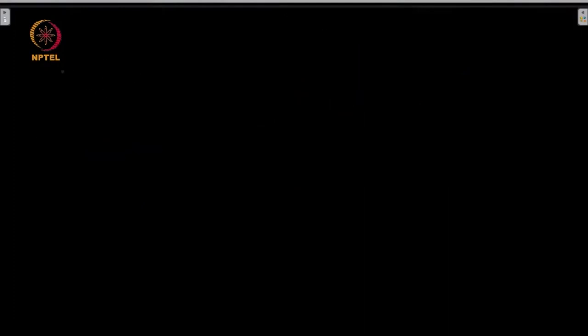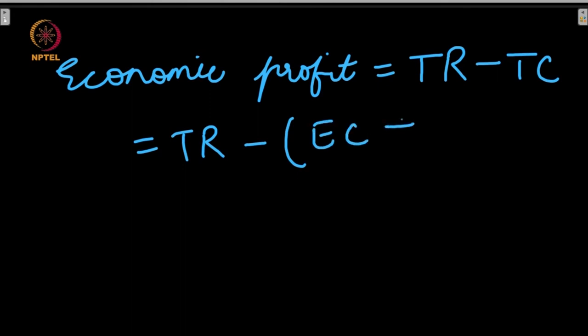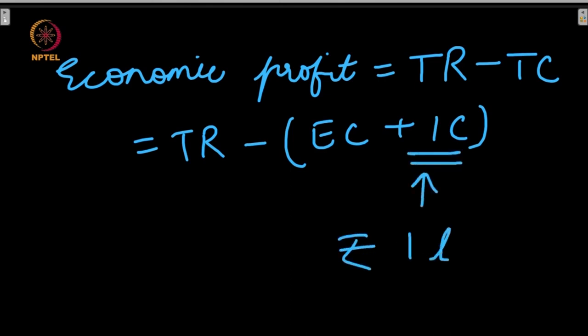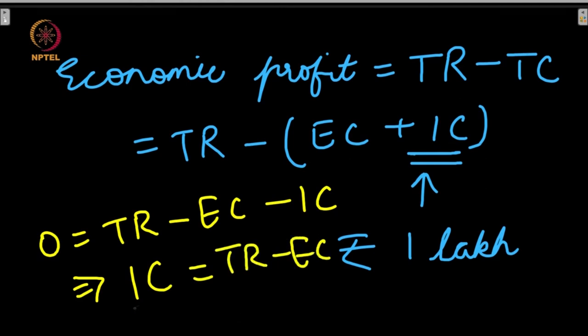So what we are saying here is that the economic profit is the total revenue minus total cost, because total cost is equal to the explicit cost plus the implicit cost. Now, in this case, the implicit cost is rupees 1 lakh. Because we are subtracting that from the total revenue, and we say that the firm will go on supplying till the economic profit is 0 rupees. So it means that 0 is equal to TR minus EC minus IC, which means that IC is equal to TR minus EC. So we have an implicit cost of 1 lakh of rupees, which is given by TR minus EC.